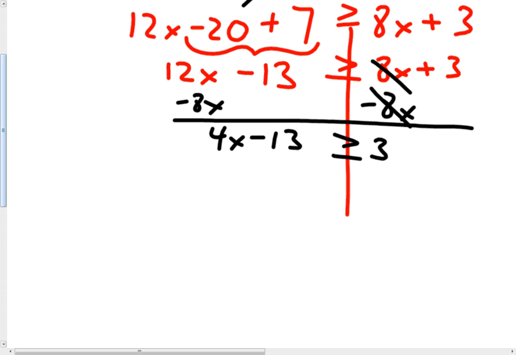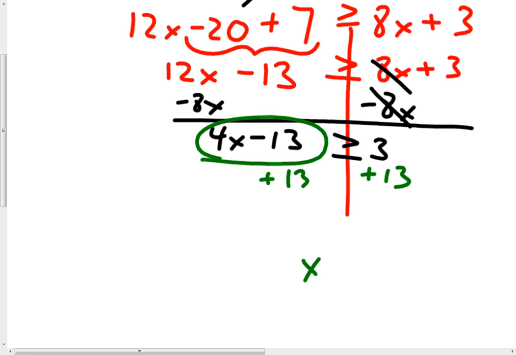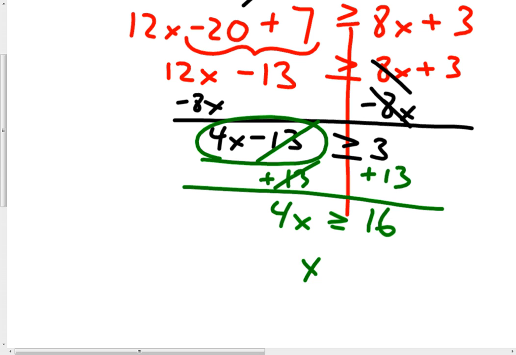Circle the side with the variable. Your job is to get x by itself. What are you going to do? Plus 13. I got to get rid of that 13. Show the cancellation. How do I get rid of the 4? Show that.